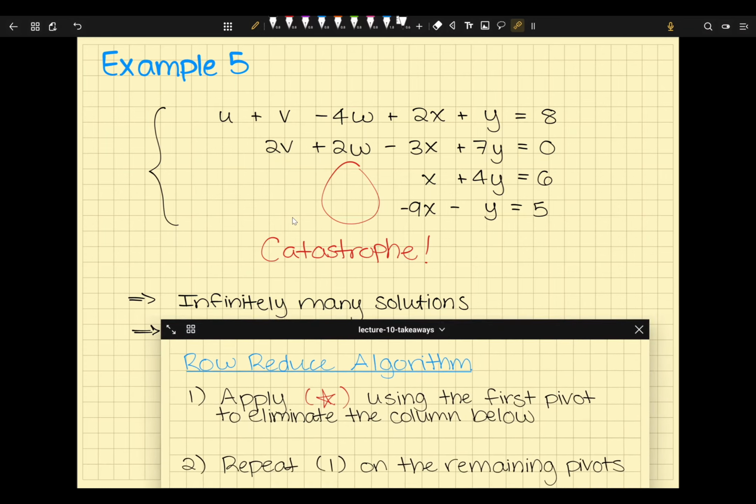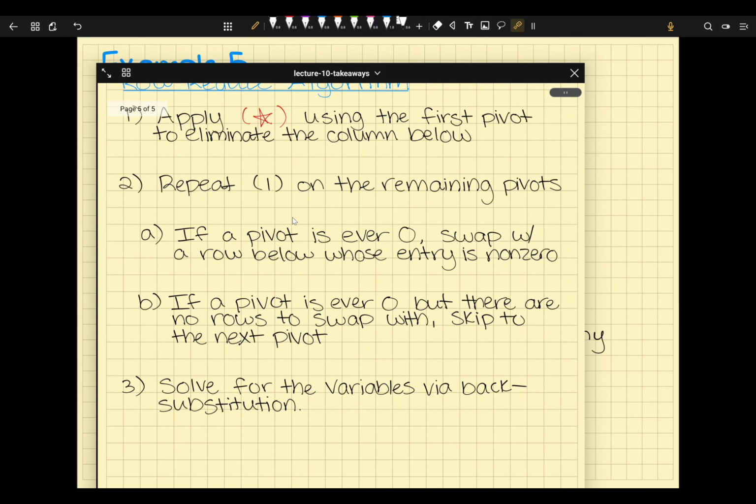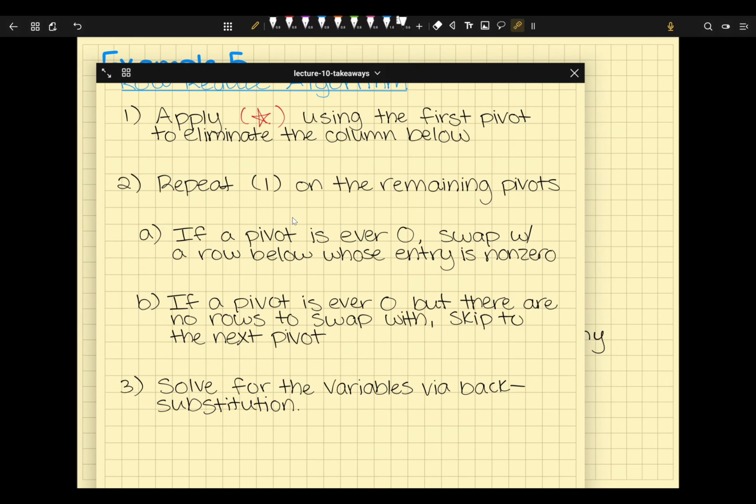Well, all right, what is our takeaway from this one? So here we've added a part B to step 2, which is that if a pivot is ever 0 and there are no rows to swap with, we just skip it and go on to the next one. Really, it depends what you care about. If you're only after one solution and you come across this catastrophe and you find out that there are infinitely many solutions, then you can just stop there. You know that there's more than one solution, so we don't care. But if your goal is to find all solutions, then you just keep going.